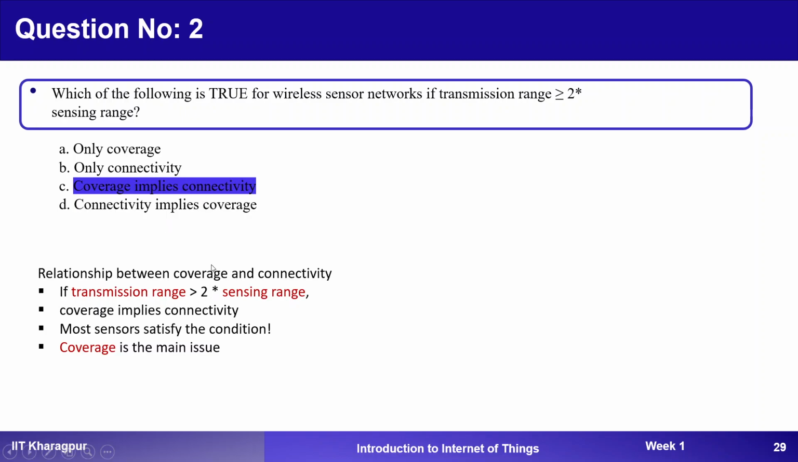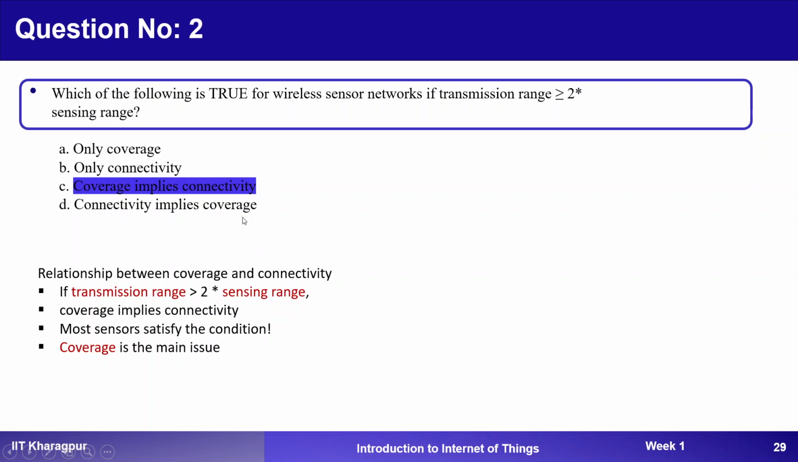The relationship between coverage and connectivity is that transmission range should be greater than 2 times the sensing range. It means coverage implies connectivity. For example, if your area is completely covered, then the nodes present in that area should be connected. If they are not connected, it will lead to some dead zone. So this statement says that coverage implies connectivity.